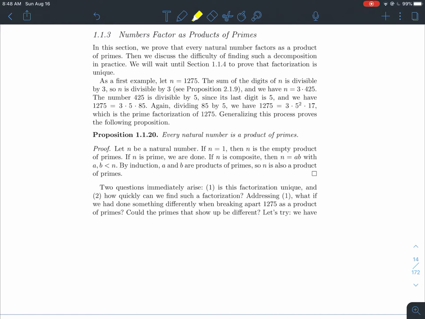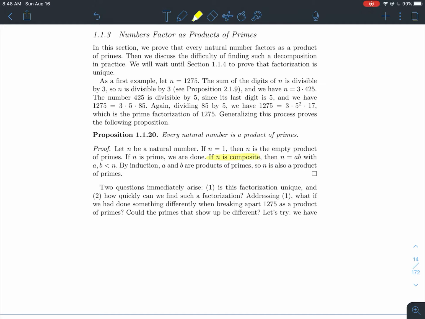This is a good induction proof. Let's say n is a natural number. If n equals 1, then n is an empty product of primes, and so it's vacuously true. If n is prime, then we're all done. Now what's the only remaining case if I'm dealing with natural numbers? Well, it must be composites.